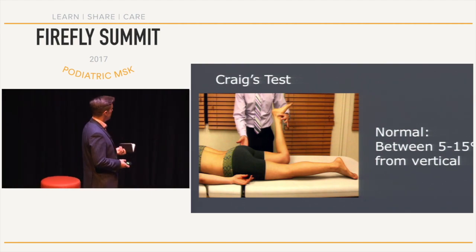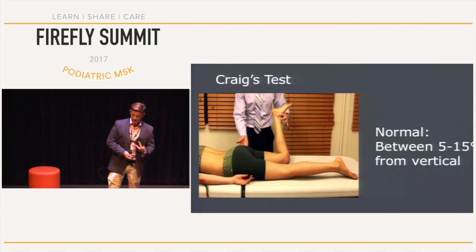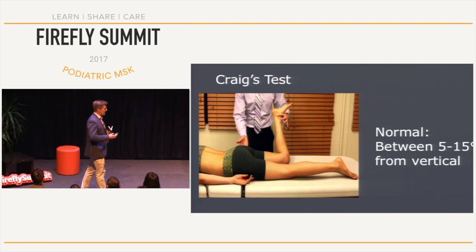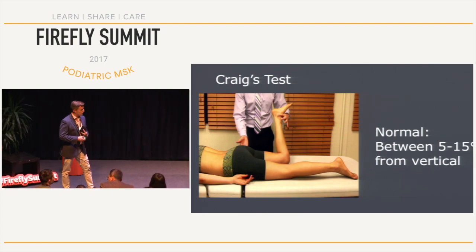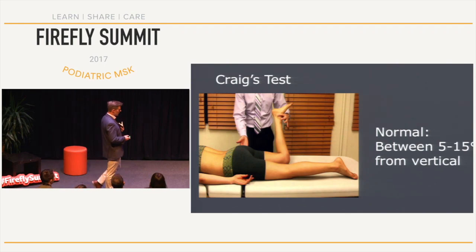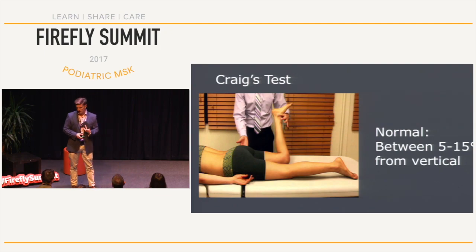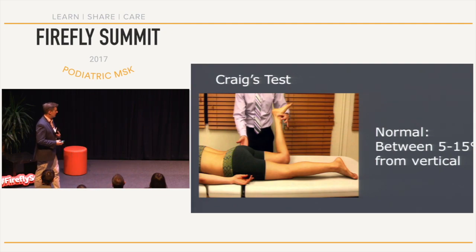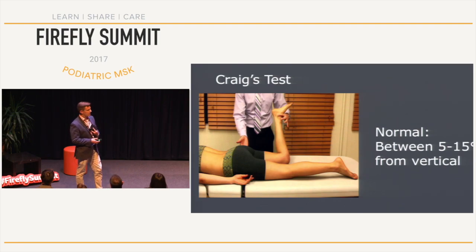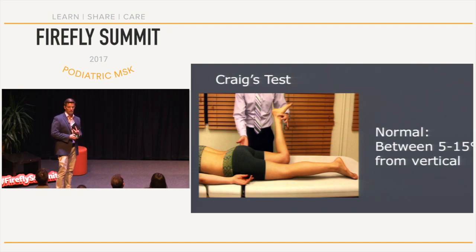The first of which is the Craig's test. The Craig's test is a very subjective test, which, to be honest, is part of our world. But with the Craig's test, what we're able to ascertain is the position of the hip, looking at femoral anteversion or retroversion. In order to perform the Craig's test, we ask the patient to lay down on their front, and they bend the knee of the leg that is being examined. The clinician then palpates the head of the femur while internally and externally rotating the tibia. From here, they're able to determine when the femoral head is at its most lateral position.